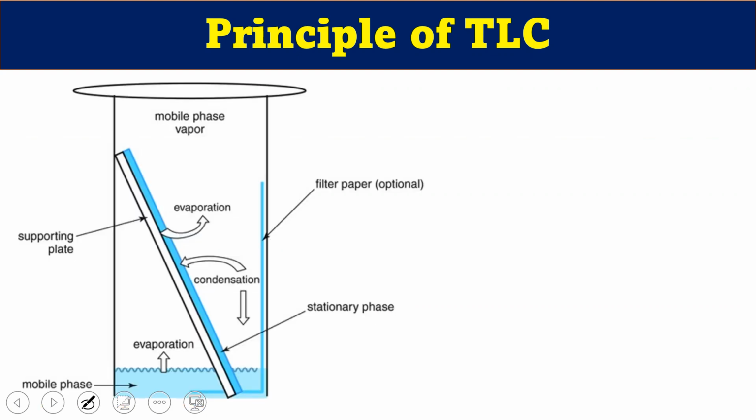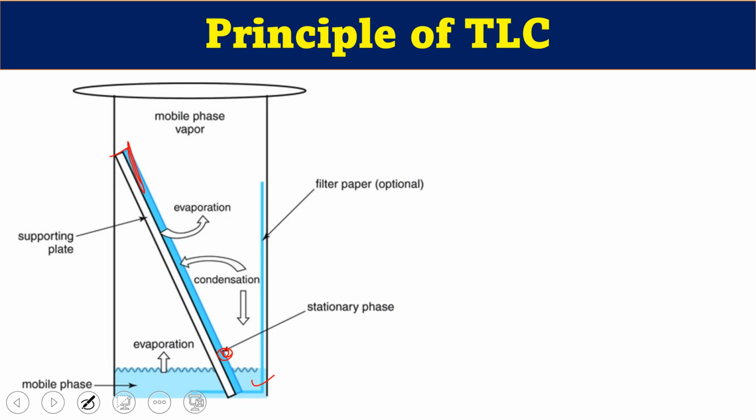So here you can see this is the TLC chamber. In this TLC chamber, this is the plate. On this plate we have adsorbent material, which you can call the stationary phase. Here we have the solvent, which is called the mobile phase, and on this stationary phase we are going to spot the mixture of compounds which we want to separate, and then we dip it into this mobile phase.